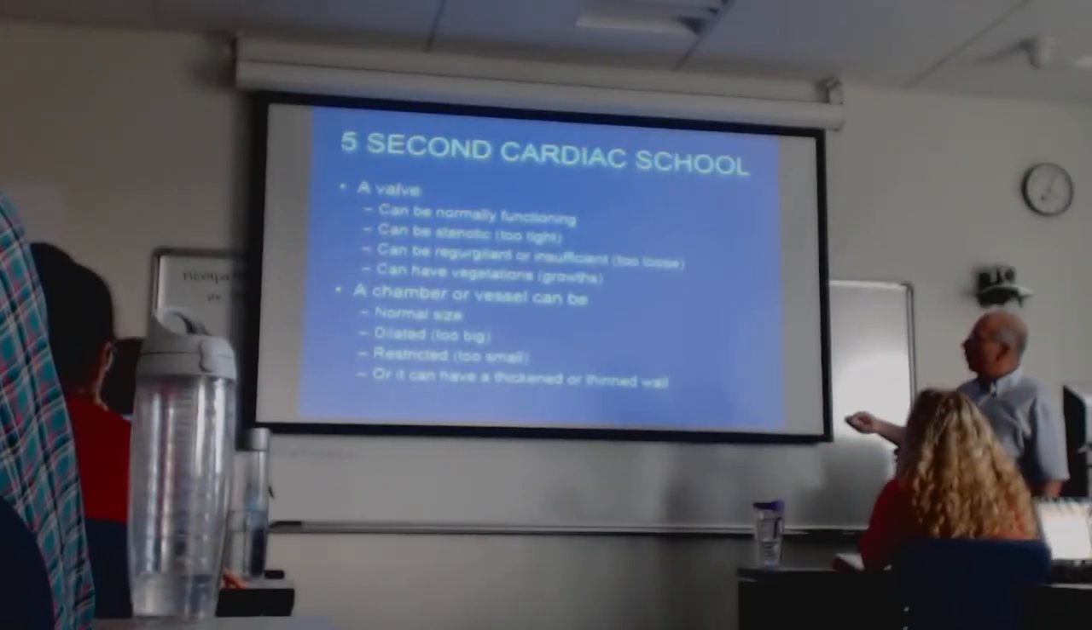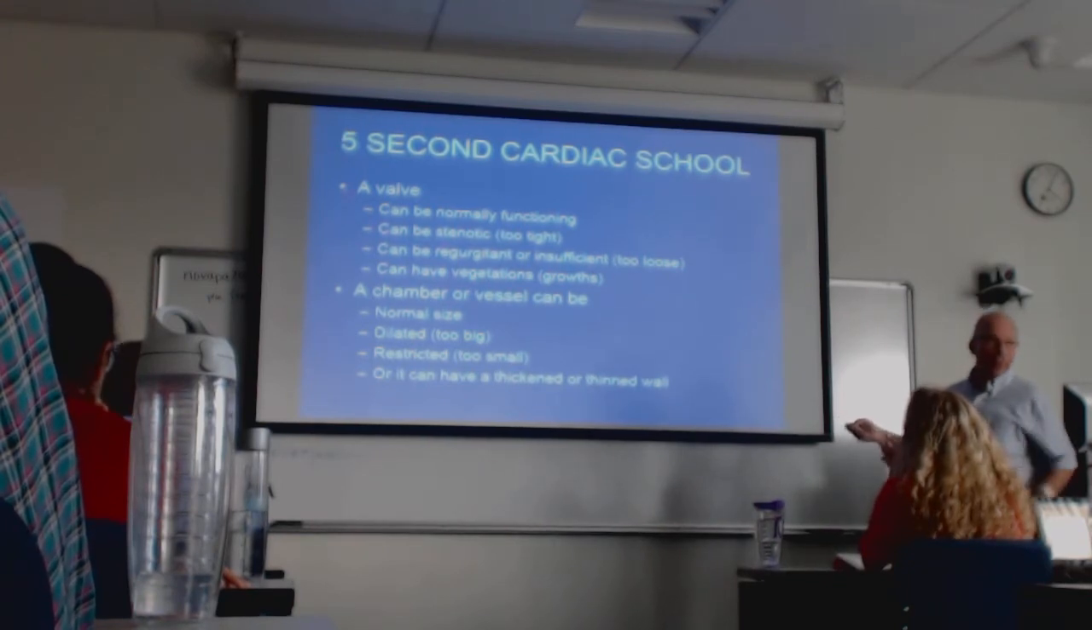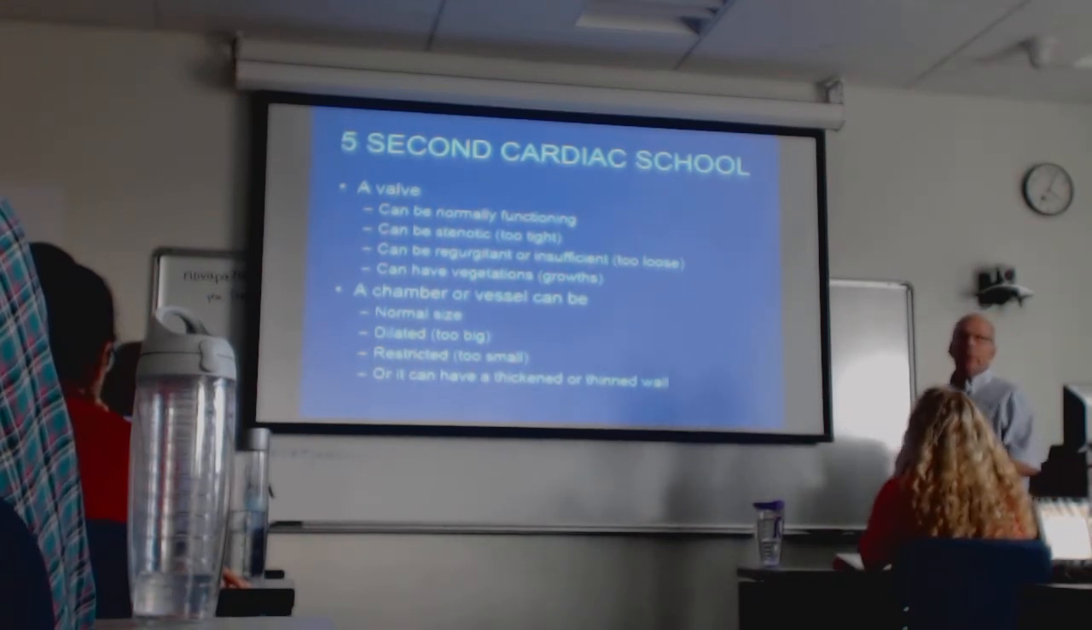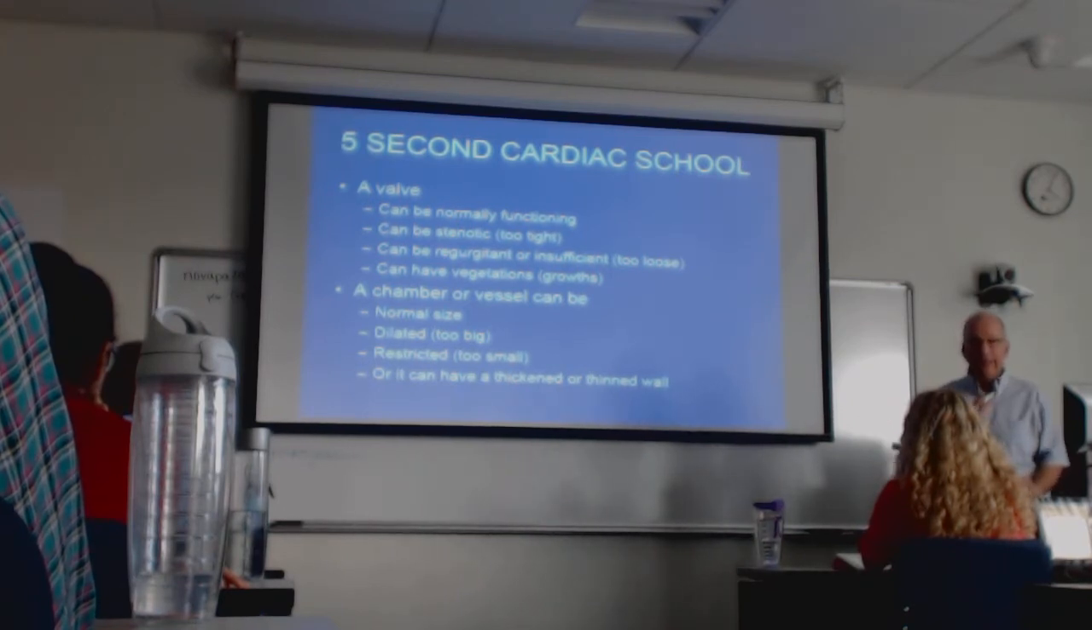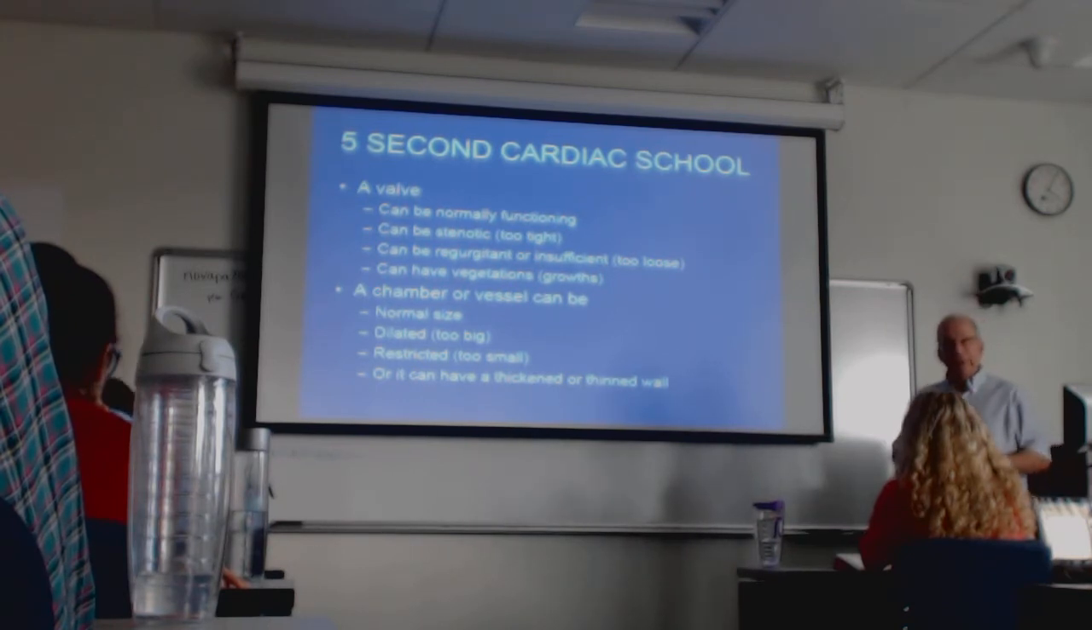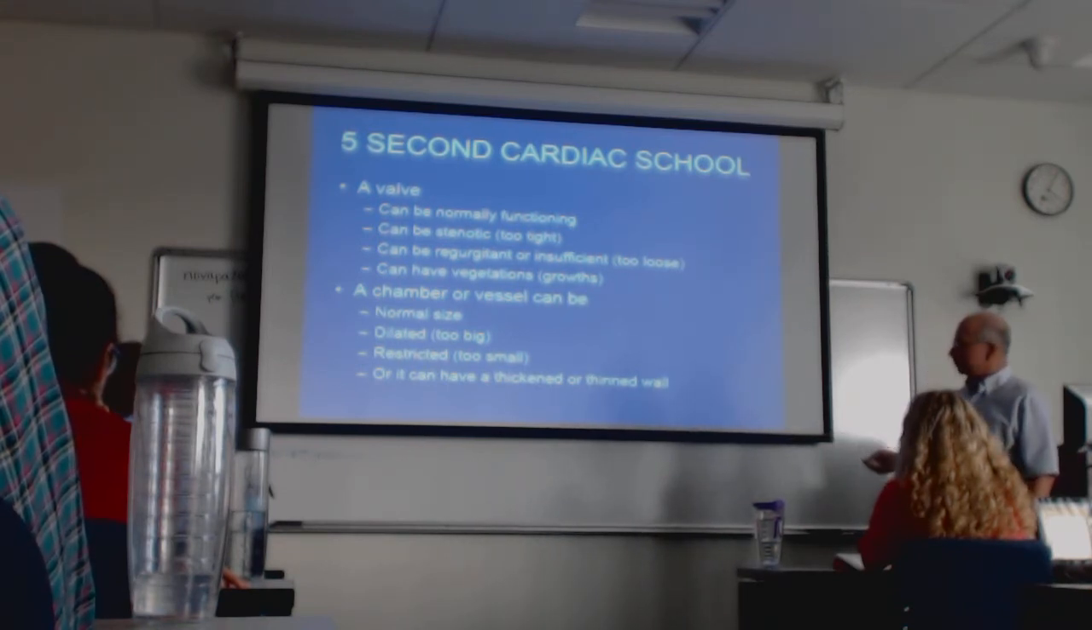So a valve can be normal, it can be stenotic or tight, it can be regurgitant or loose. Normally the blood goes through the valve when the chamber contracts and then the valve closes when the chamber relaxes. But if the valve is not functioning properly, the valve doesn't close properly, and blood sloshes back into the ventricle that it came from. That's called regurgitation. The valves can have vegetations on them.